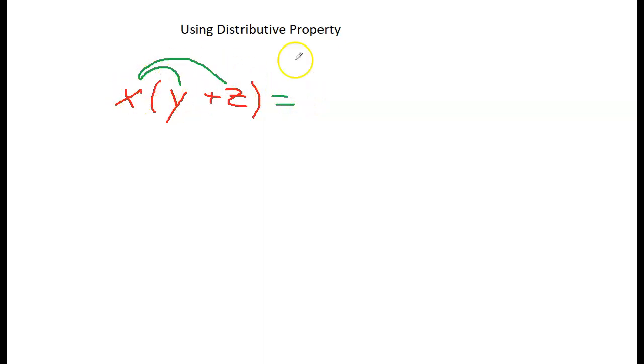So I take x times y, which when variables are different and you're multiplying them, you just write them next to each other. So we have xy. Then x times z, I write down the plus that was in between, okay, and that gives me xz. And that was it. That's pretty nice. Let's do one more, okay?